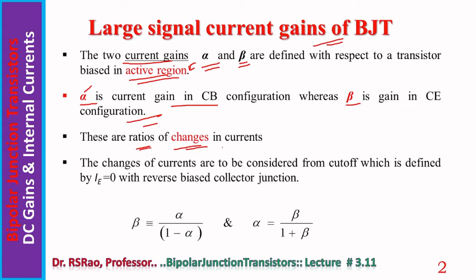So, ratios of changes in currents. These are not simply the ratios of currents, these are ratios of changes in currents. The changes of currents are measured from cutoff, which is defined by IE, emitter current 0, with the reverse biased collector junction. Alpha and beta of a transistor are related. They are not independent of each other. The relation between them is given here. Beta is alpha by 1 minus alpha and alpha is beta by 1 plus beta.